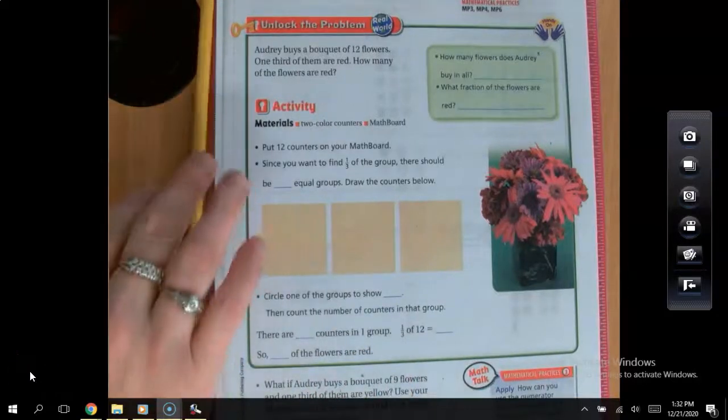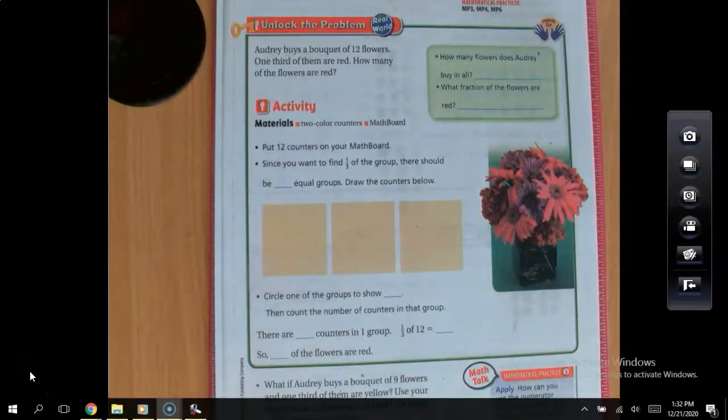Hi, boys and girls. Today we are going to be working on lesson 8.8, find part of a group using unit fractions. So before we begin our lesson, go ahead and get your math books out.